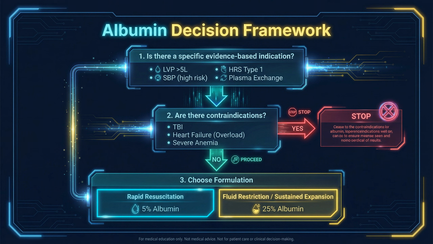So, let's put it all together in a simple decision framework. First, ask, is there a specific, evidence-based indication? If yes, proceed to step 2. Are there any contraindications, most notably traumatic brain injury? If it's safe to proceed, then finally, choose your formulation based on your goal: 5% for rapid resuscitation, or 25% for sustained expansion in a fluid-restricted patient.